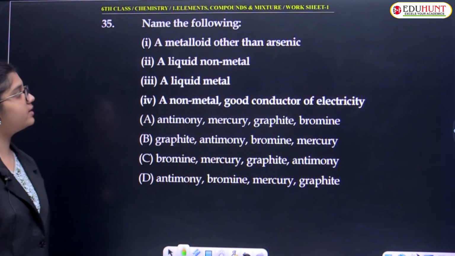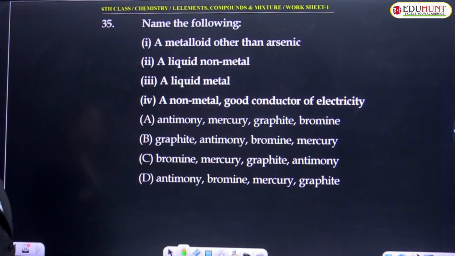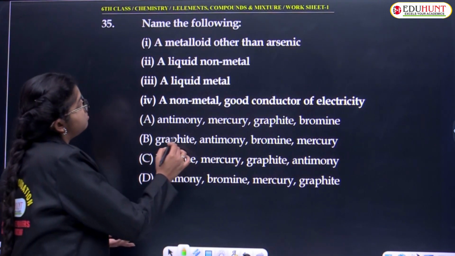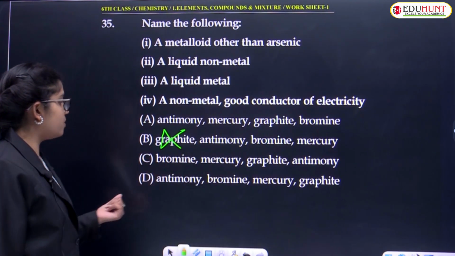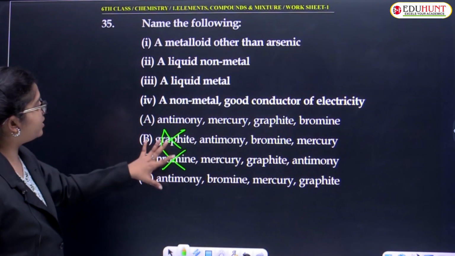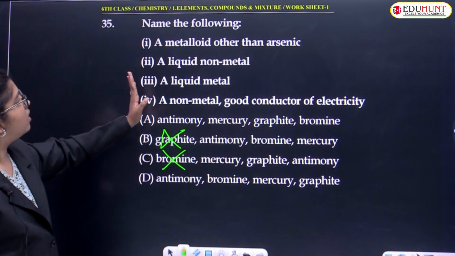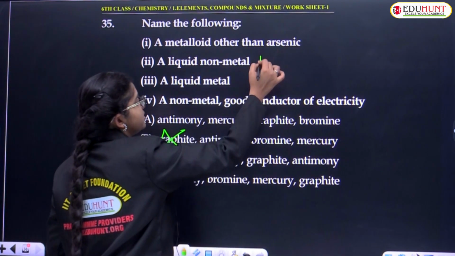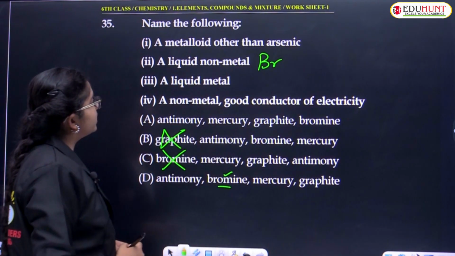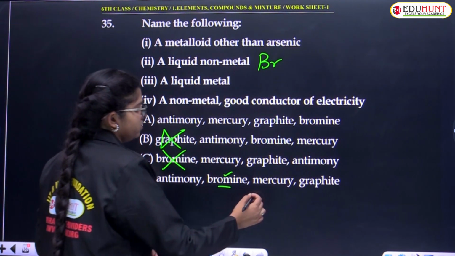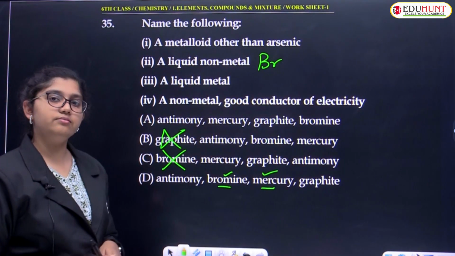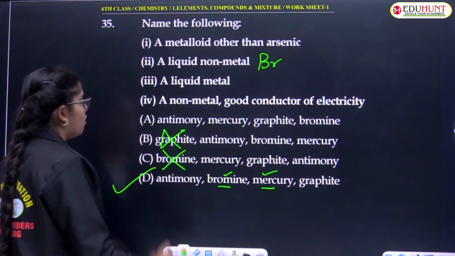35. Name the following. A metalloid other than arsenic. We have antimony. Graphite is not a metalloid. Bromine is not a metalloid; it's a liquid non-metal. Leave options A and D aside. A liquid non-metal is absolutely bromine. A liquid metal is mercury. A non-metal good conductor of electricity is none other than graphite. So the right option here is option D.